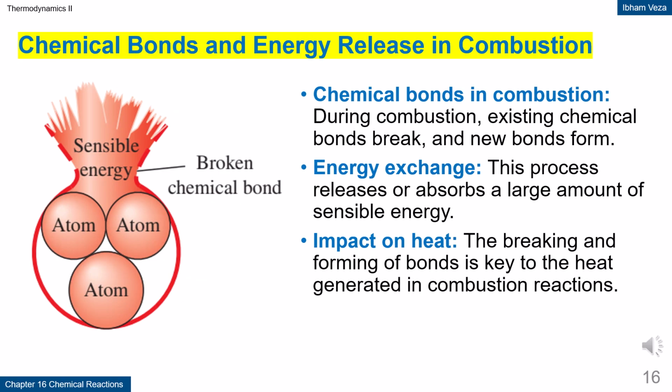Chemical bonds and energy release in combustion. Combustion involves breaking old chemical bonds and forming new ones. This process is always accompanied by energy release or absorption. In combustion, energy is released in large amounts as heat. This is the physical reason why chemical reactions can produce high temperatures. In other words, combustion heat comes from the rearrangement of chemical bonds.